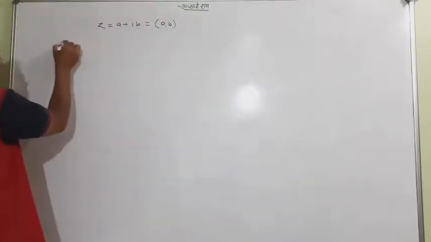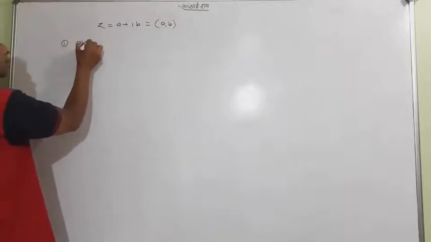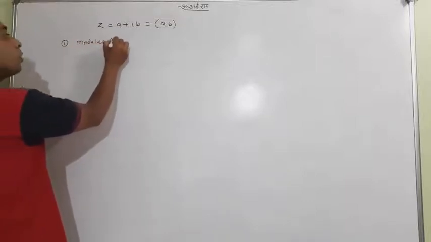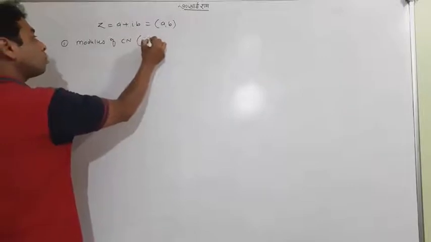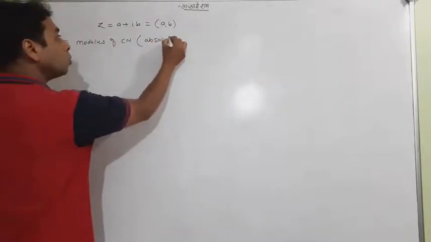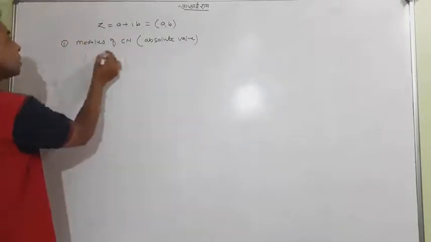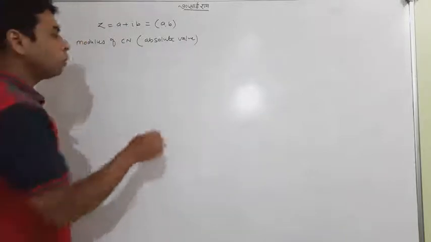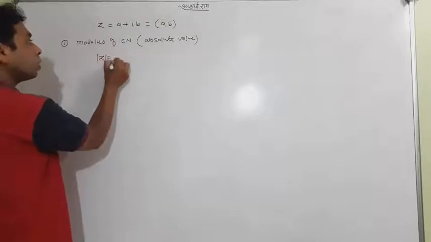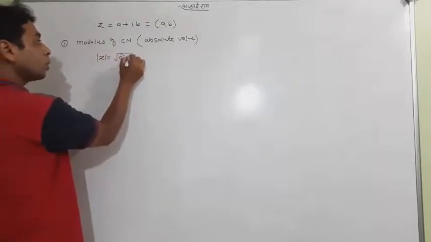Okay. Now I taught you two things yesterday. It's the modulus of the complex number, also called absolute value. And this I taught you yesterday. And what is its answer? You remember that? Mod z equal to root of a square plus b square.